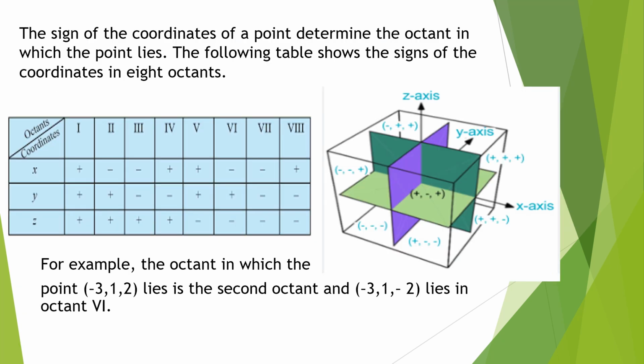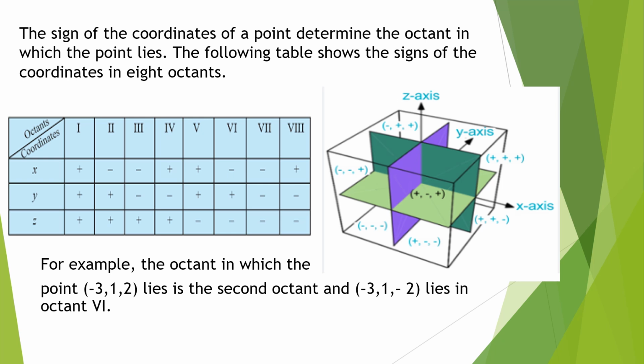Let us understand the octants. The sign of the coordinates of a point determines the octant in which the point lies. And this is the table for it. Now if you see the diagram, in the first octant x, y and z, all the 3 coordinates will be positive. Correct? You can see in the diagram. In the second octant, x will be negative but y, z will be positive. So in the second octant, only x is negative, y and z coordinates are positive. When you move to the third octant, you will have x and y negative but z is positive. You can see that z is positive in the third octant.